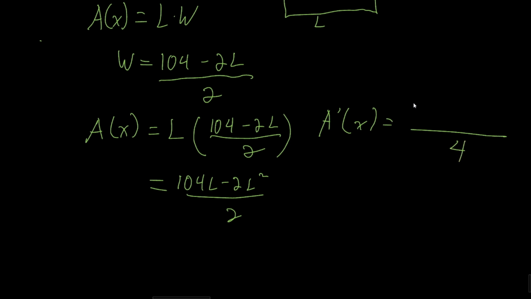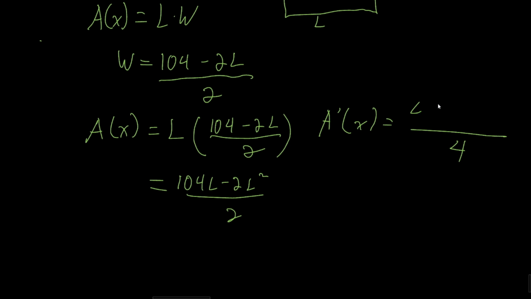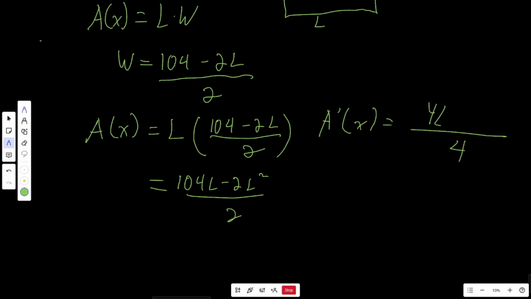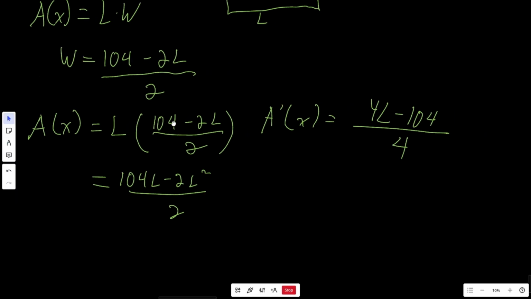The derivative of the numerator is 104 minus 4L. And this is actually already our derivative, because the other part of the quotient rule will just end up giving us 0, because the derivative of this constant is 0. So this is now our derivative for area.